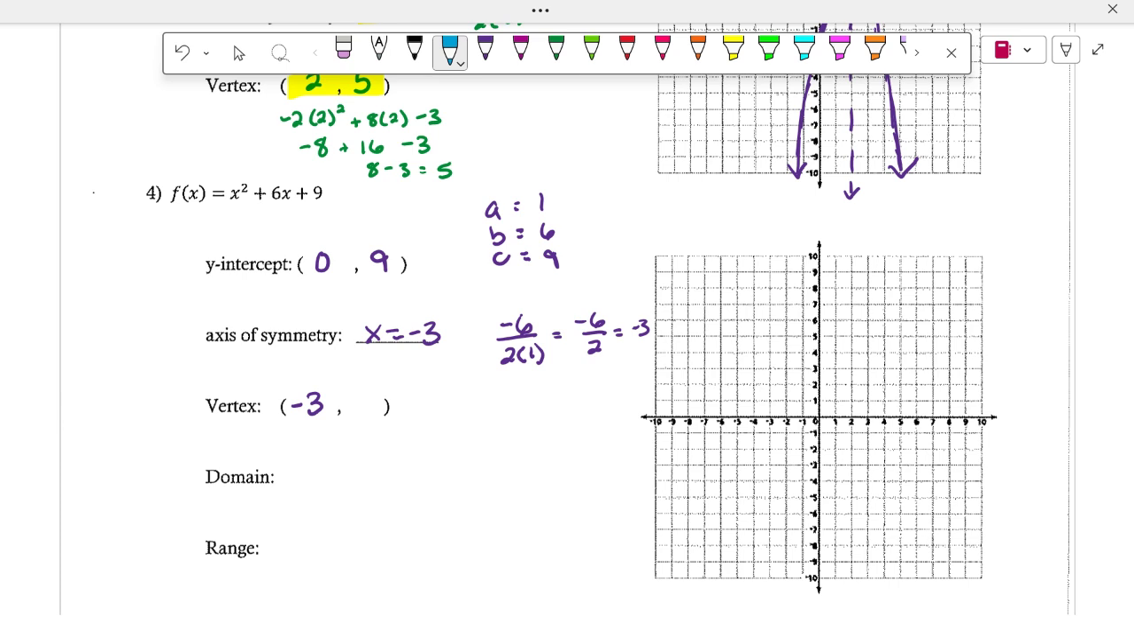Now, if I plug it back in, again, be careful with parentheses, especially like if you put -3 squared in your calculator, make sure that -3 is in parentheses. Otherwise, it'll take it as 3 squared times -1. So -3 squared is 9, minus 18, plus 9. So 9 minus 9 is -9, plus 9, 0.